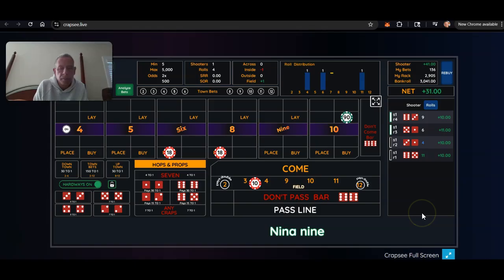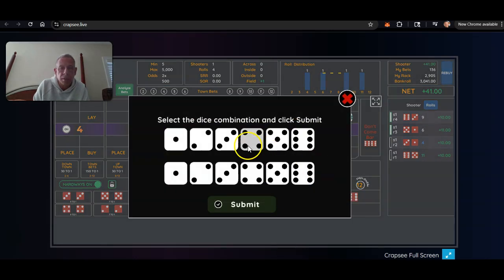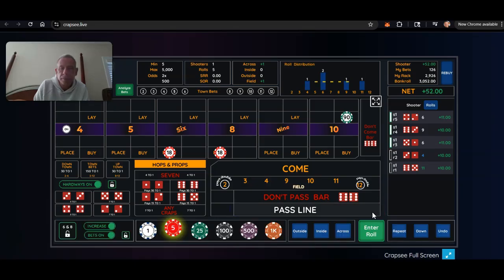Nine, so that's another $10. We're not going to take any money off of this. We're up 41. Okay, that's another 6. That's good. That's a 4 and a 2, easy 6. And we're going to drop this by $10 again. So now we're at 80.